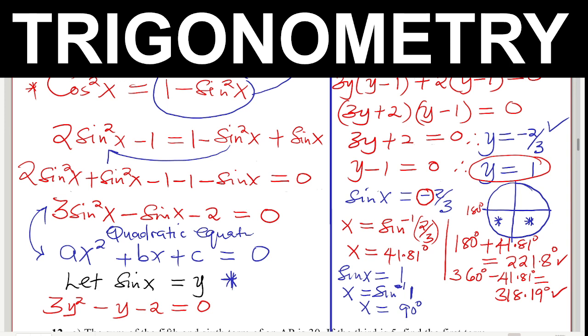So therefore, the solutions for this question are three. x is equal to 90 degrees, then the other angle is 221.8 degrees, and the other one is 318.19 degrees. So these are the required angles, and that is how you solve that trigonometric equation.